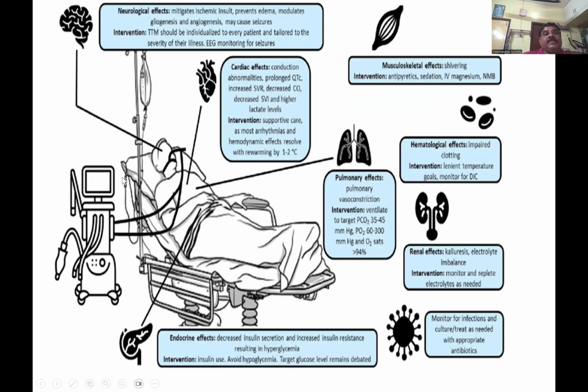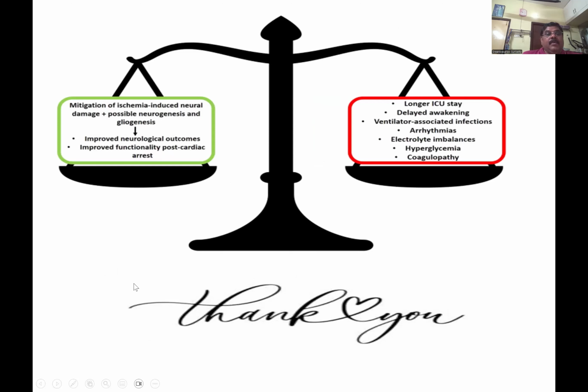So TTM affects all the systems: neurological, cardiac, muscular, hematological, pulmonary, renal, and metabolic. It's a very complicated procedure, and it involves every system. It has risks and benefits at the same time. So TTM is a balancing act. We have to balance between the advantages and disadvantages, and only then should we apply targeted temperature management. Thank you.